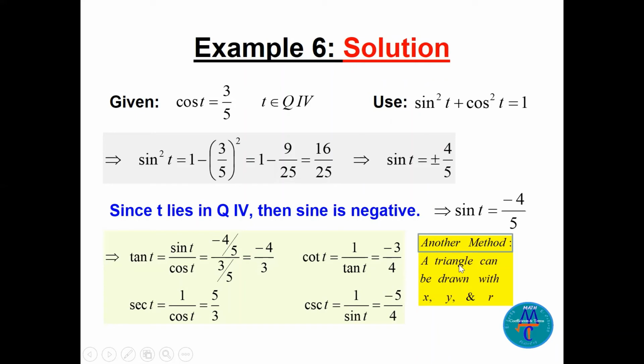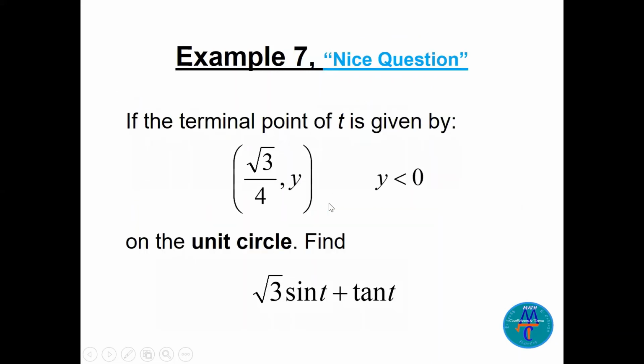Now, another way you can do is a triangle with x, y, and r, as we did in lecture 13. So this is cosine, this is x over r, and then you can draw a triangle, you can get the values, or you can use the formulas.